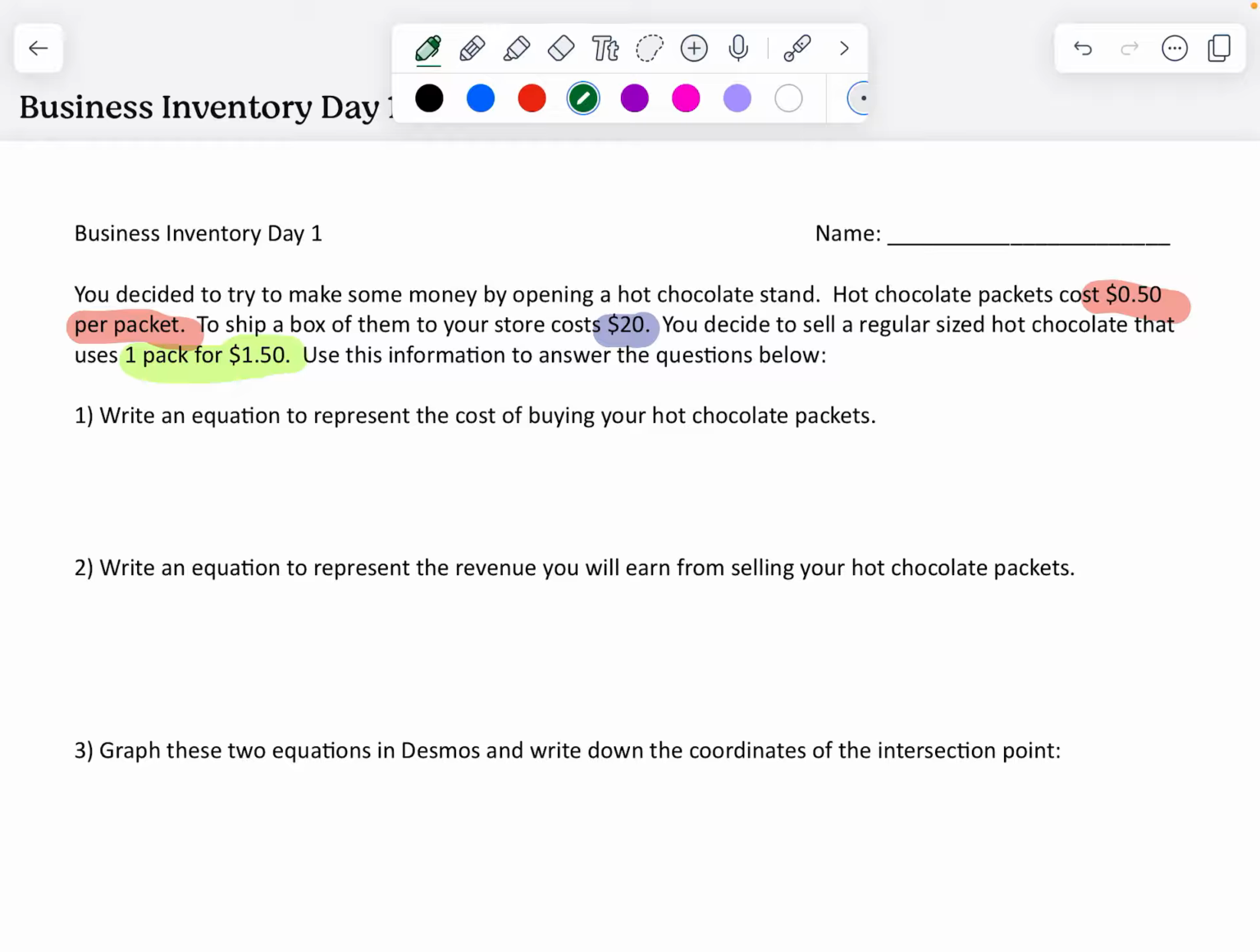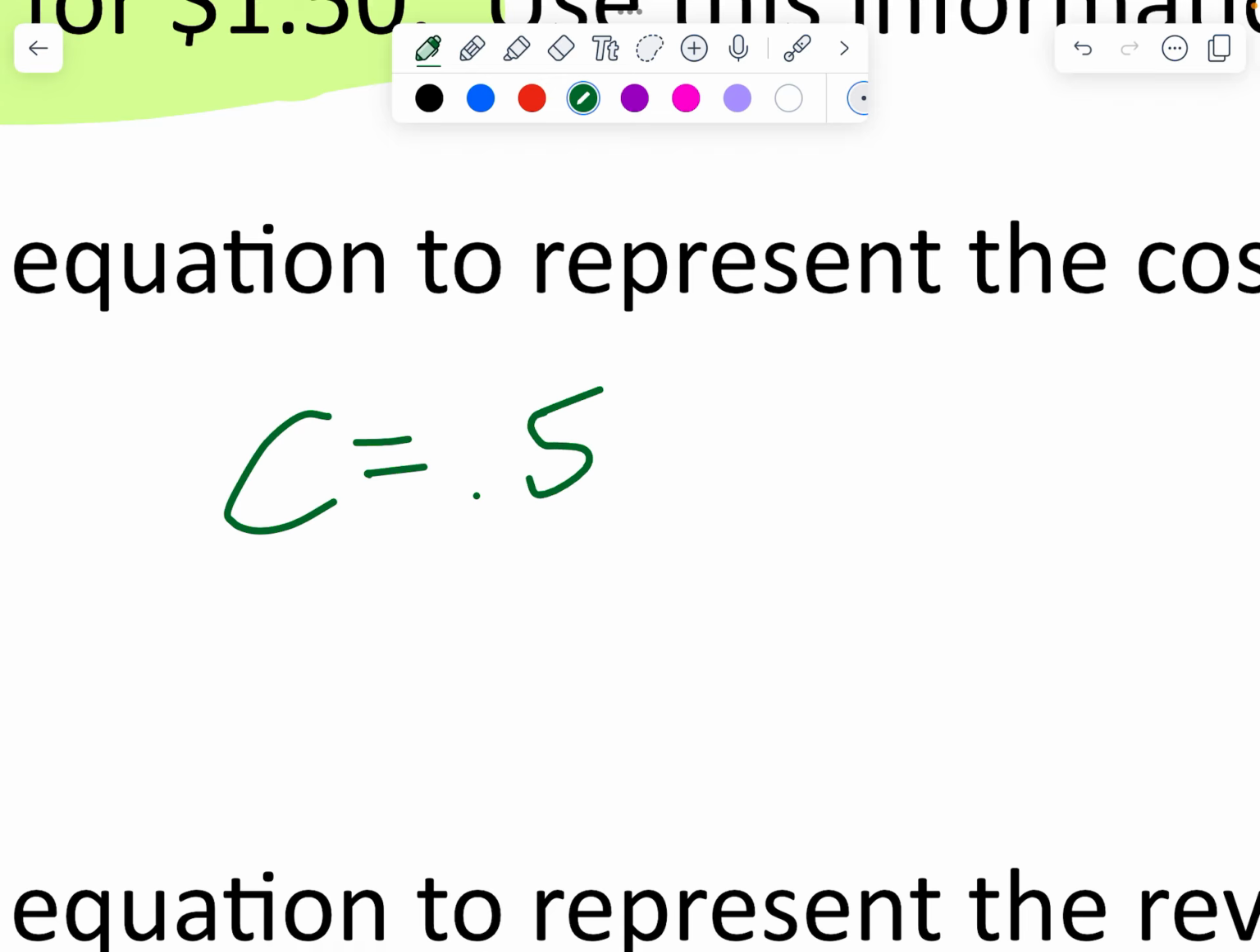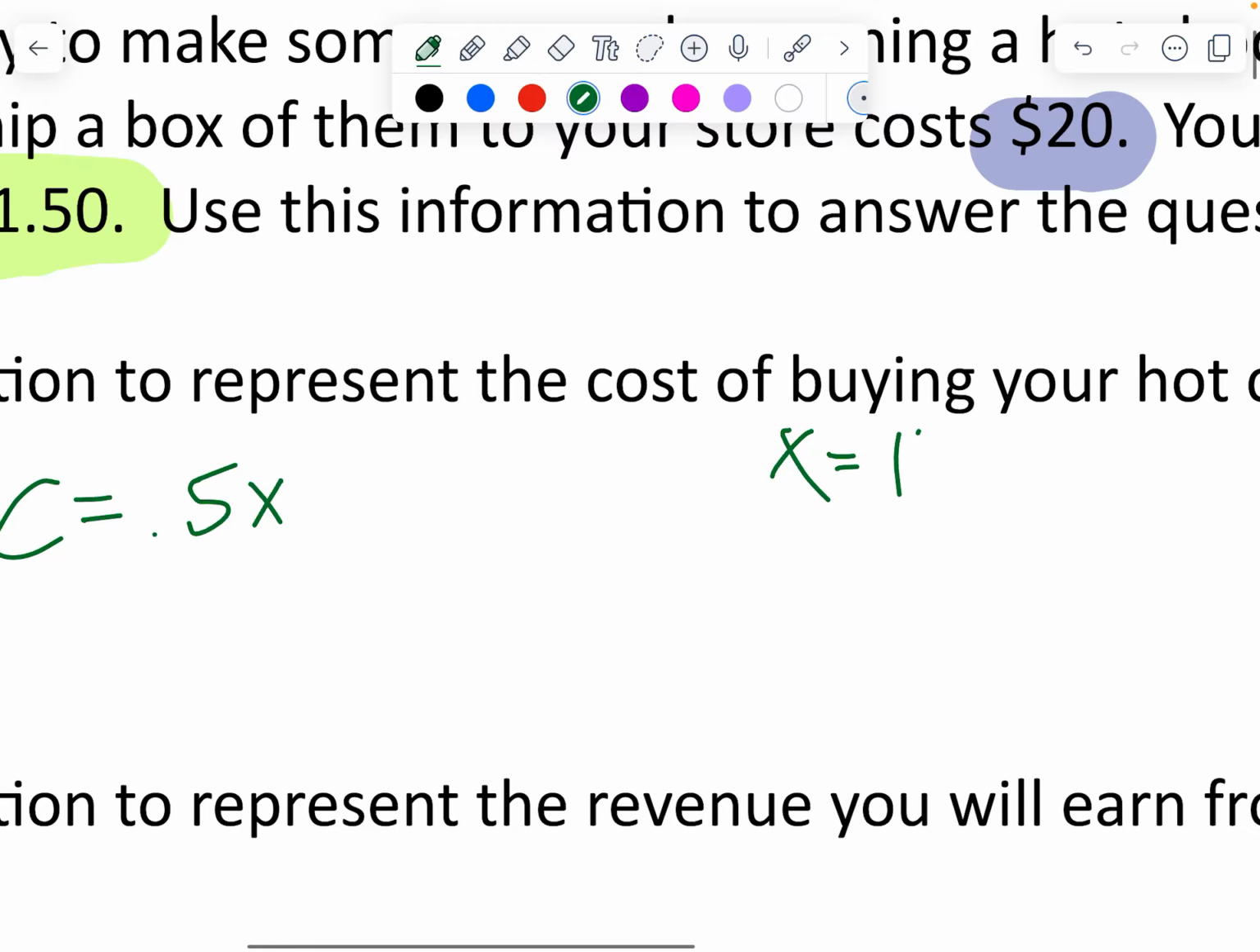So write an equation to represent the cost of buying your hot chocolate packets. This is the cost for us, the cost that we are spending making the hot chocolate, all right? We are going to use y equals. We could use c equals if we'd rather do that. It doesn't matter what you call your letters. First, we're spending 50 cents per packet, right? Since it's per packet, that means it's happening over and over again. That's where we have a variable, right? So we're going to make x our number of packets, okay?